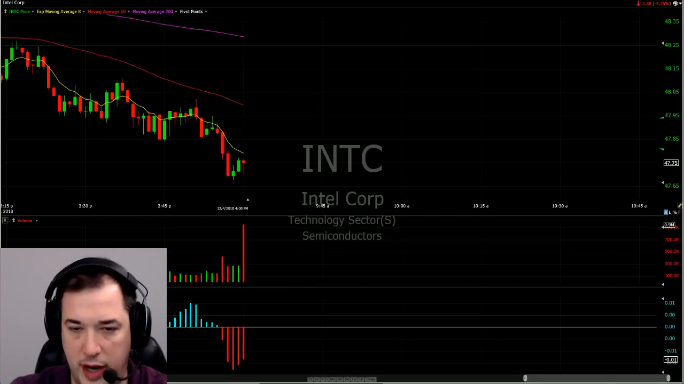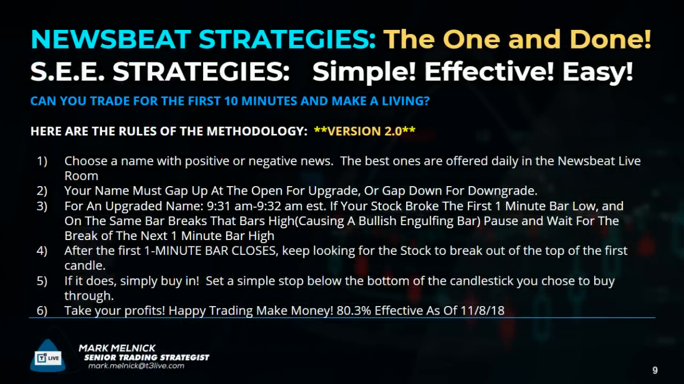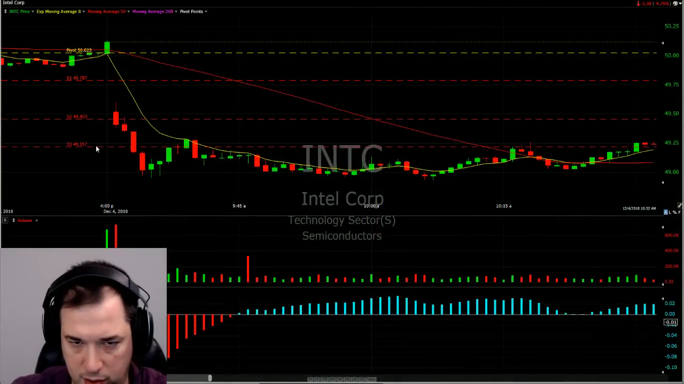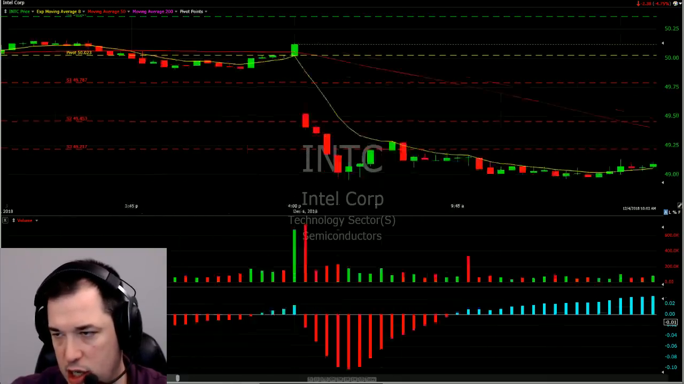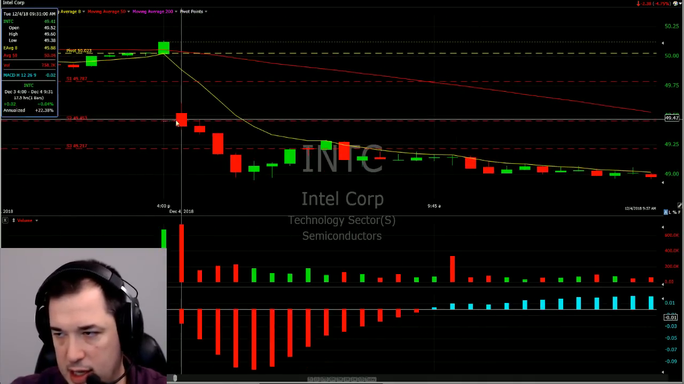So we already know the strategy. After 9, you have to put in a 1-minute candle and it has to close. And after that first 1-minute candle breaks, you could short through that first bar. Here are the candlesticks from Intel. Just focus on the candlesticks. You don't have to focus in on anything else but these candles.